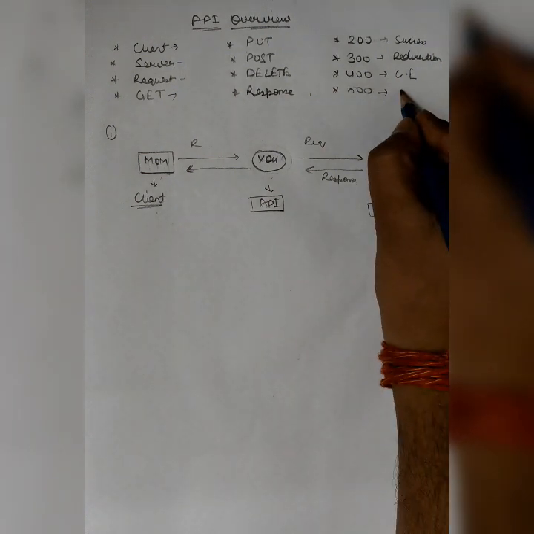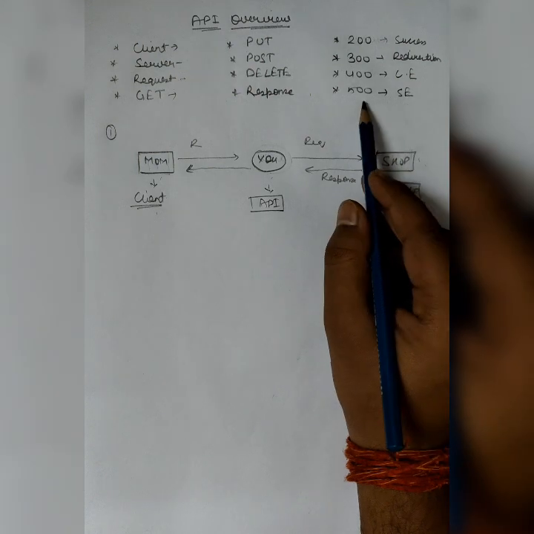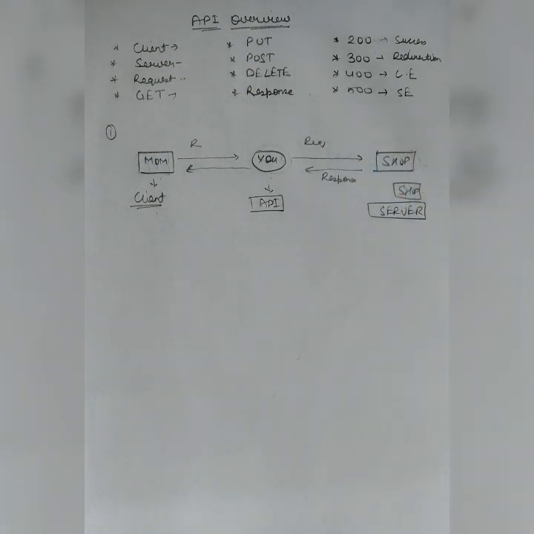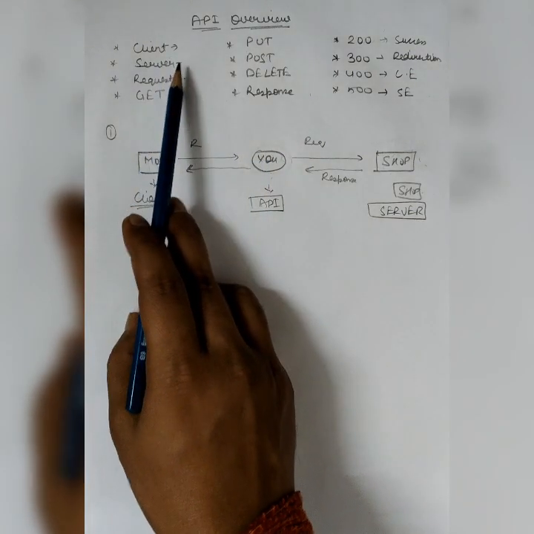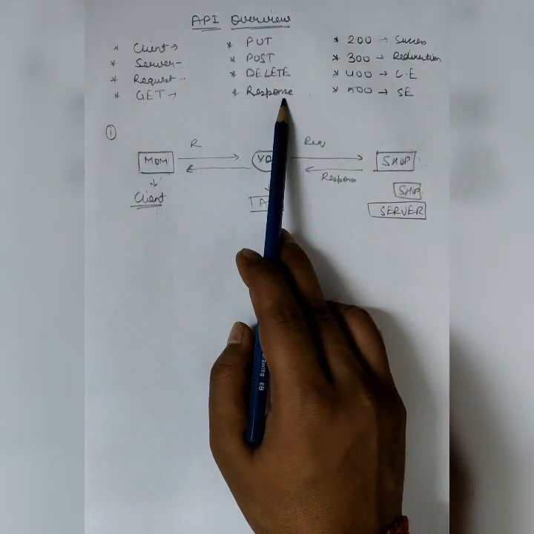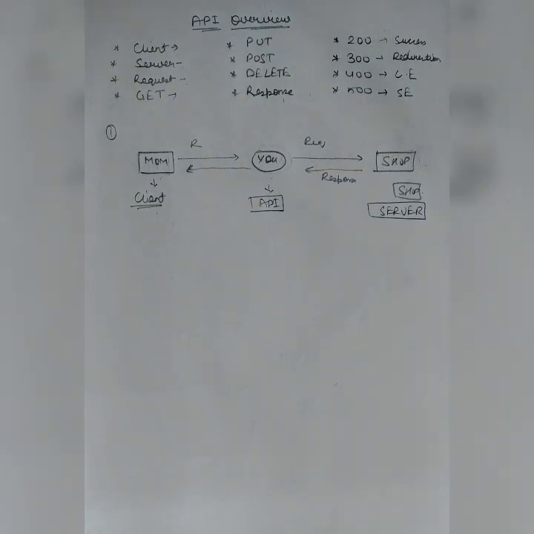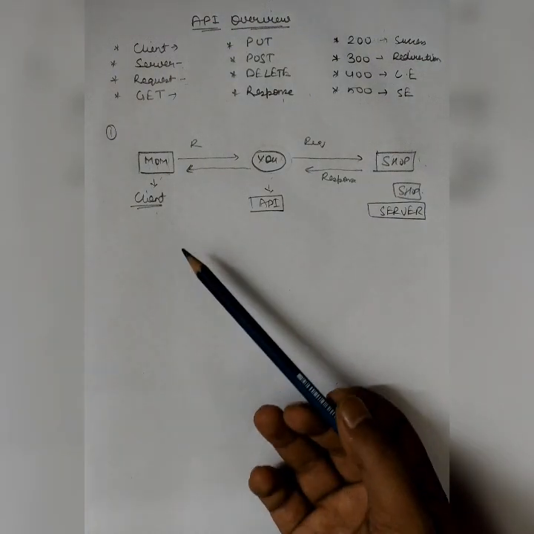So at that time, we will get a server error, and the response code will be in the 500 series. Okay, so basically the 200 series is for success, the 300 series is for redirection, 400 is for client error, and 500 is for server error. Now we will see what the other things are. Here you can see that client, server, request and response have been covered, and these keywords are covered. Now we will talk about the methods.